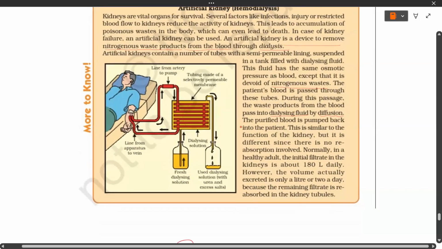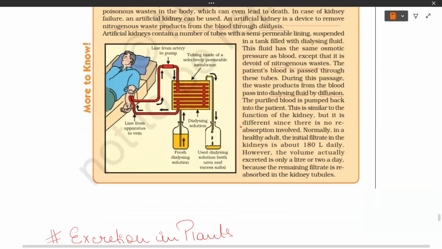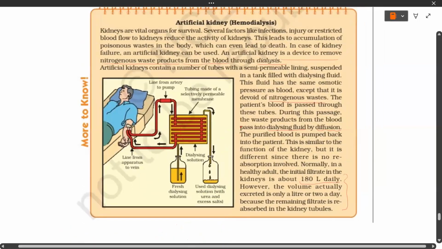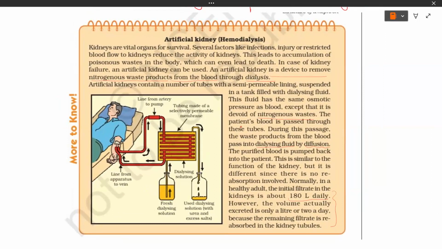Now, in the case of humans, there is actually 180 liters of filtrate formed daily. But we know that we do not expel 180 liters of urine daily. It is mostly 1 to 1.5 liters. So it means that 99% is reabsorbed, isn't it? That is the significance of reabsorption, and this is the whole process of how the artificial kidney works. Is it clear?